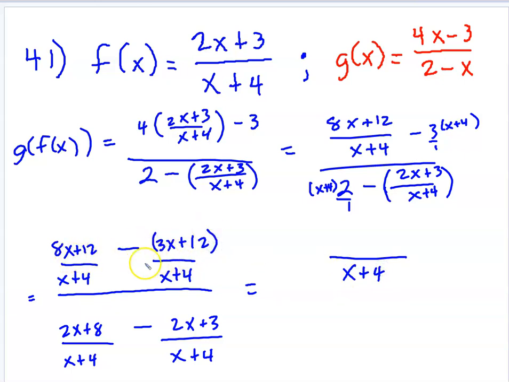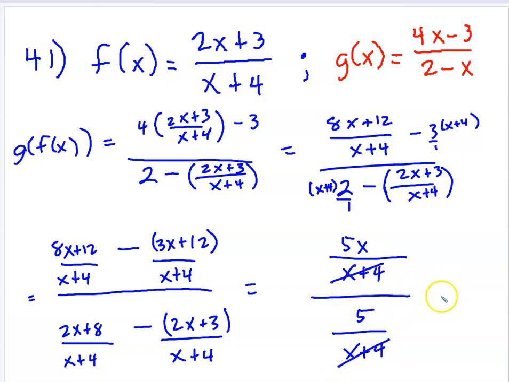Remember, you're subtracting both of these. So 8x minus 3x is 5x. 12 minus 12 is 0. 2x minus 2x is 0. And 8 minus 3 is 5. And again, these separate denominators of a complex fraction will just cancel out. 5x over 5. So we have proven that these are inverses of each other.